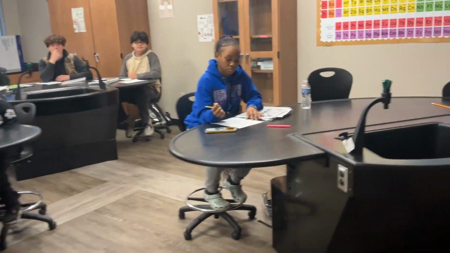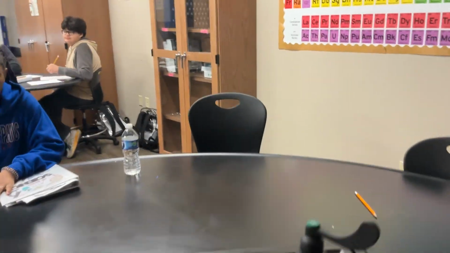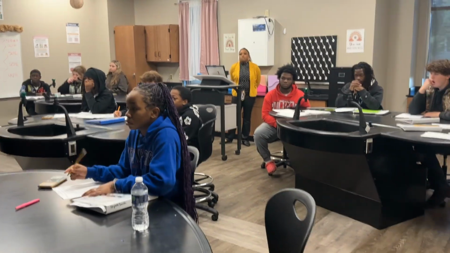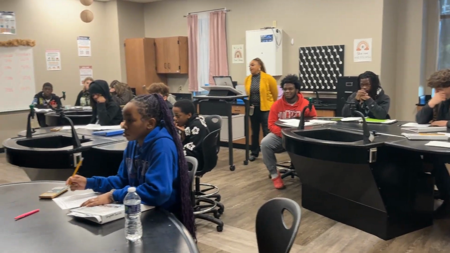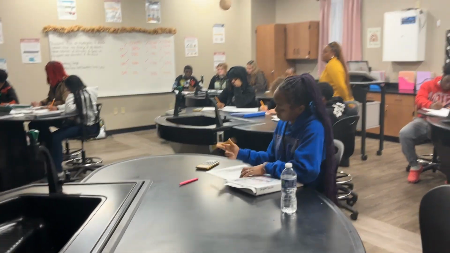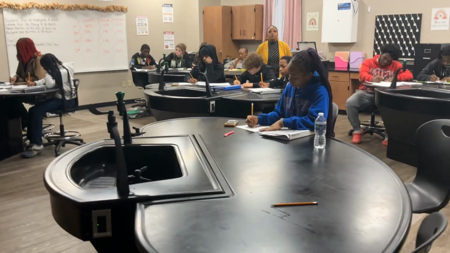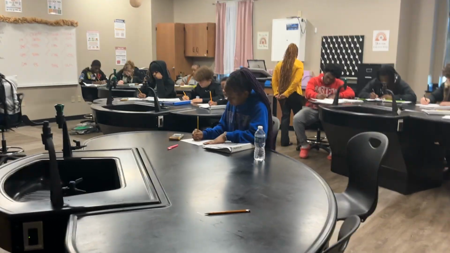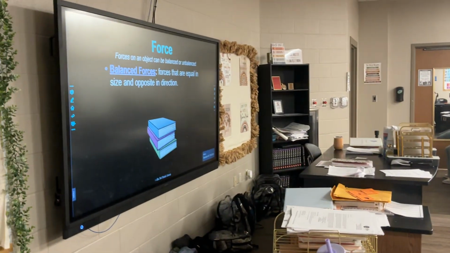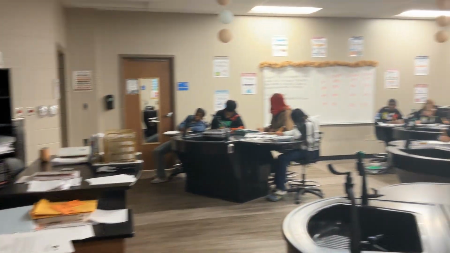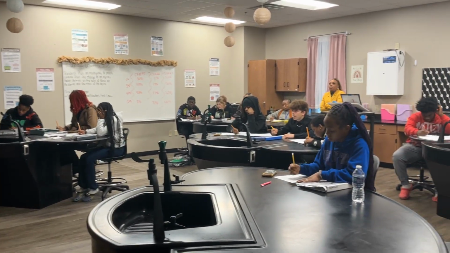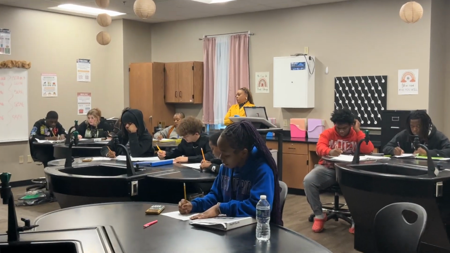All right, so force on an object can be balanced or unbalanced. A balanced force is forces that are equal in size and opposite in direction. Balanced force is force that is equal in size, and it comes from two opposite directions. So this particular force does not change the motion because the net force on the object is going to be 0.